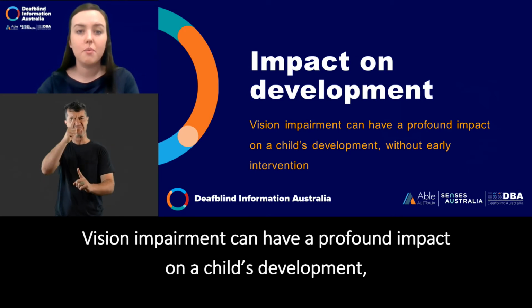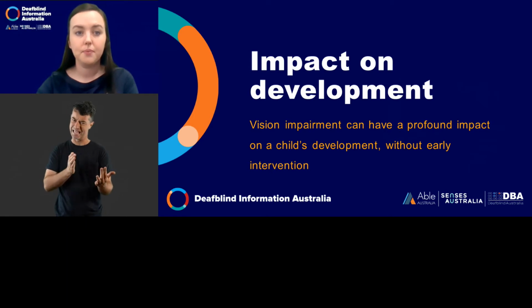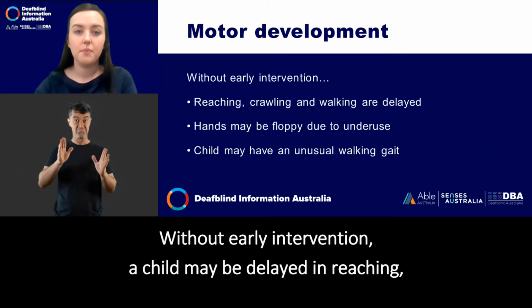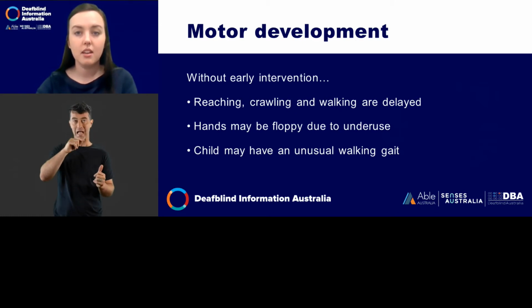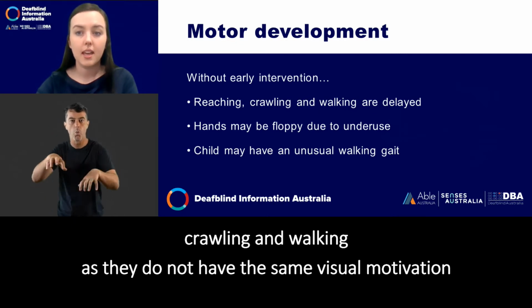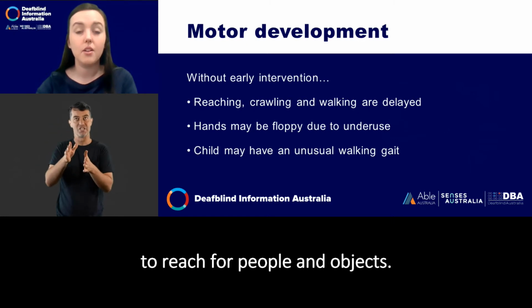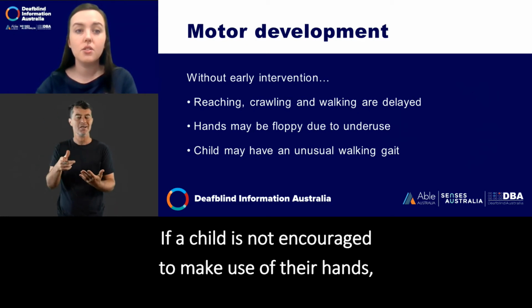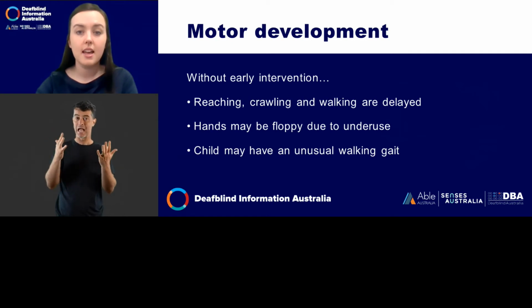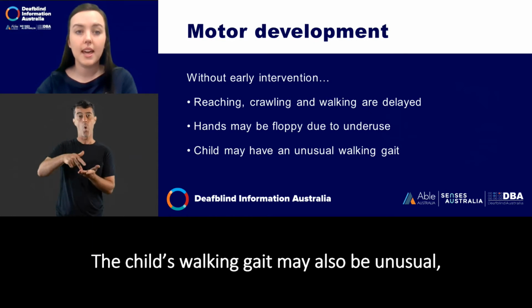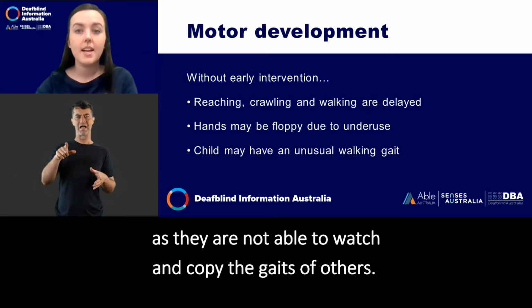Vision impairment can have a profound impact on a child's development without early intervention. Motor development. Without early intervention, a child may be delayed in reaching, crawling, and walking, as they do not have the same visual motivation to reach for people and objects. If a child is not encouraged to make use of their hands, they may be floppy due to underuse. The child's walking gait may also be unusual, as they are not able to watch and copy the gaits of others.